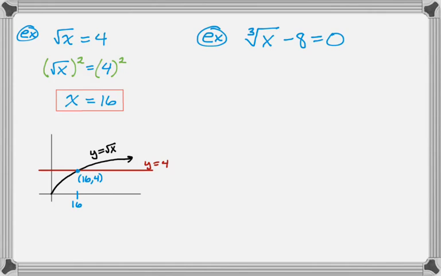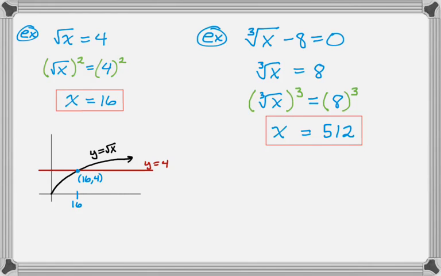Let's try another one. So we have the cube root of x minus 8 equals 0. So the first thing I want to do is get the radical type thing on its own. So I'm going to add 8 to both sides and get the cube root of x equals 8. And now undo a cube root by cubing. So I'm going to cube both sides. So I get that, and then I get x equals 512. I had to think about that one for a little bit.